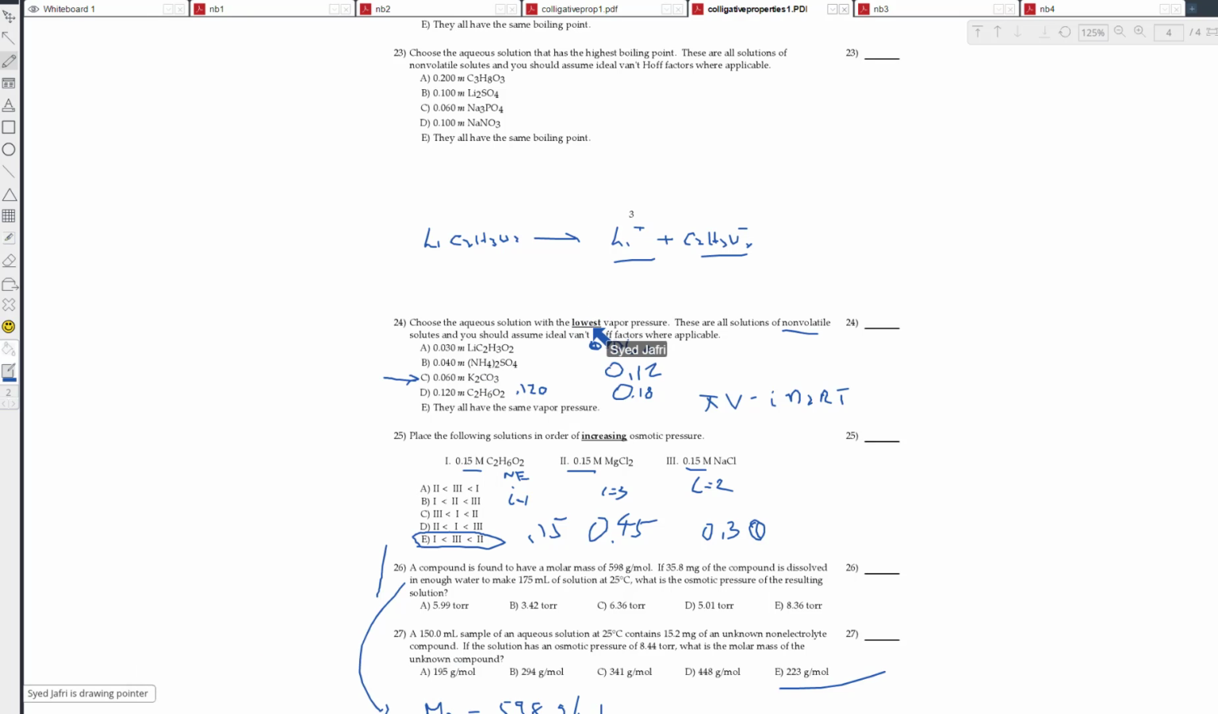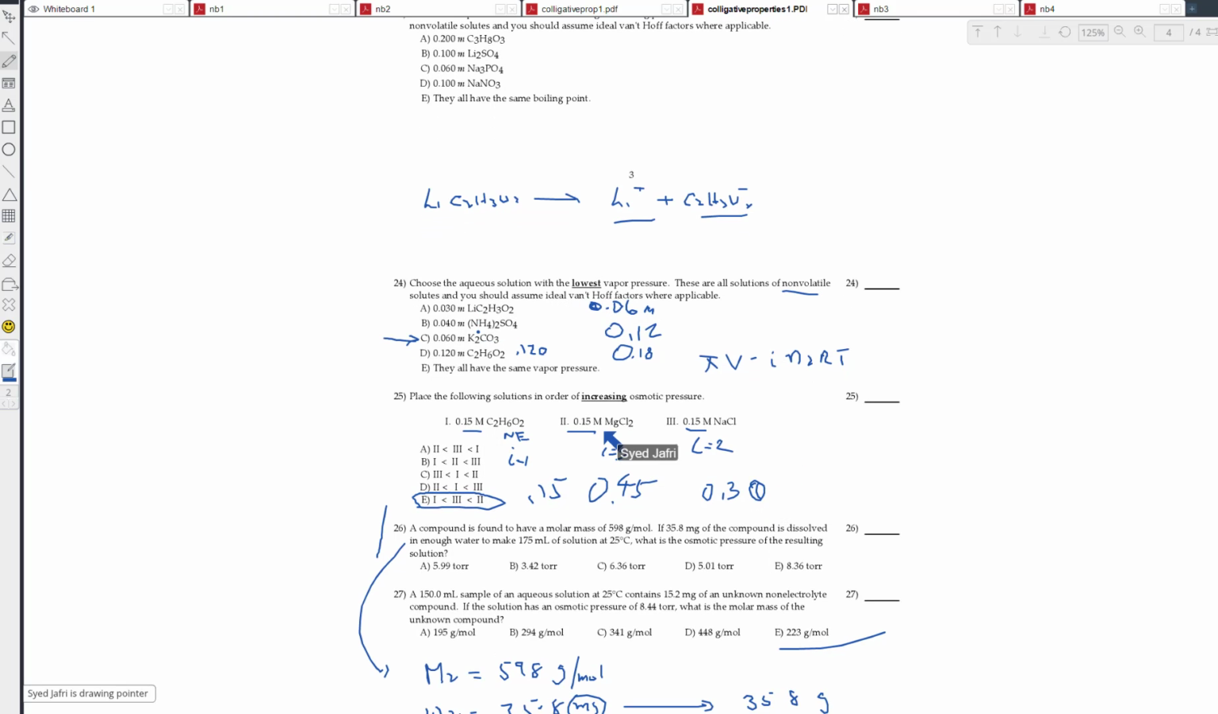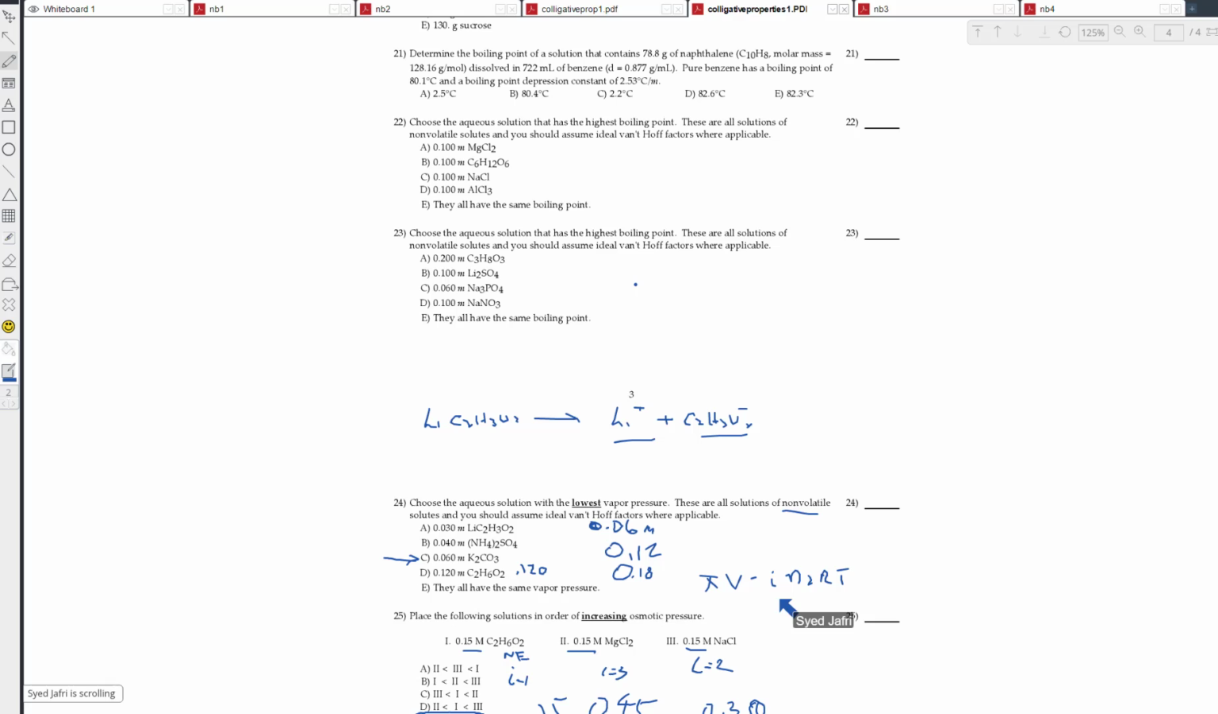Suppose the question asked for the highest vapor pressure, then who is going to win? It'd be A, wouldn't it? Hold on. What about this 0.12? B and this one are going to be almost the same, 0.12, 0.12. But highest vapor pressure means the lowest concentration, so the A is going to be the answer in that case, because I didn't see 0.06. Is it clear? Yes.